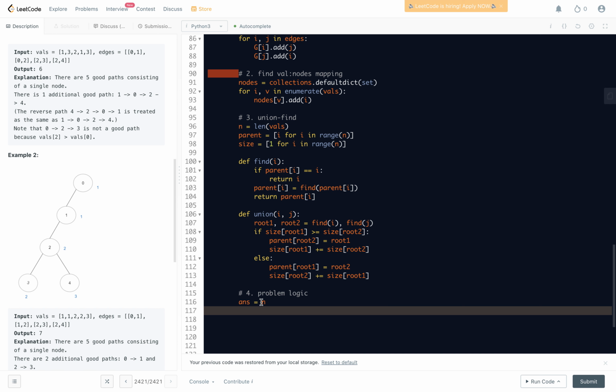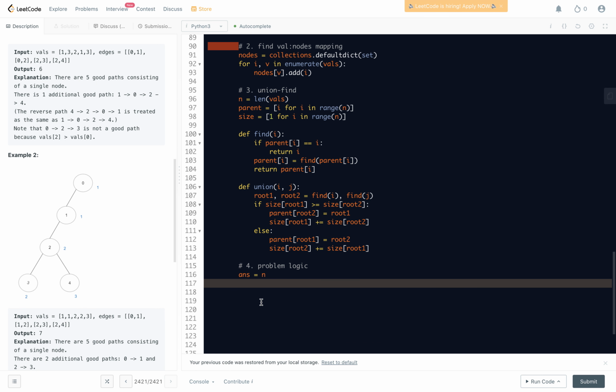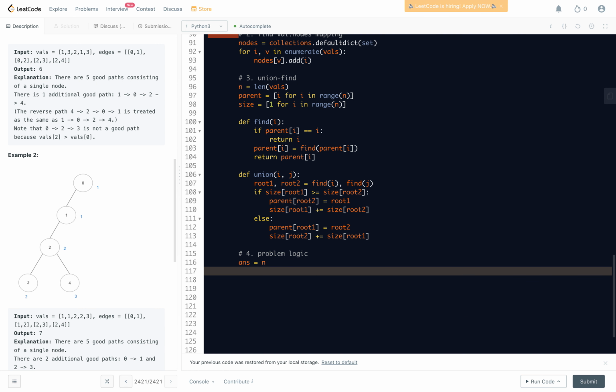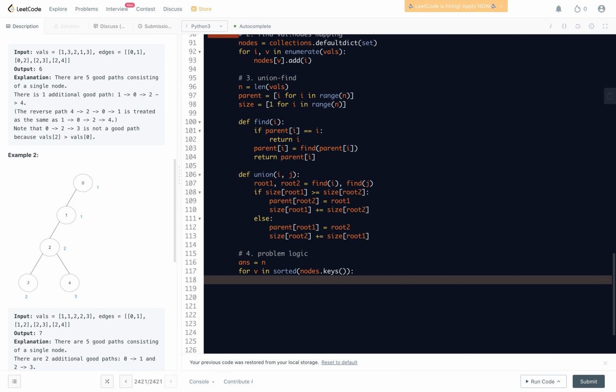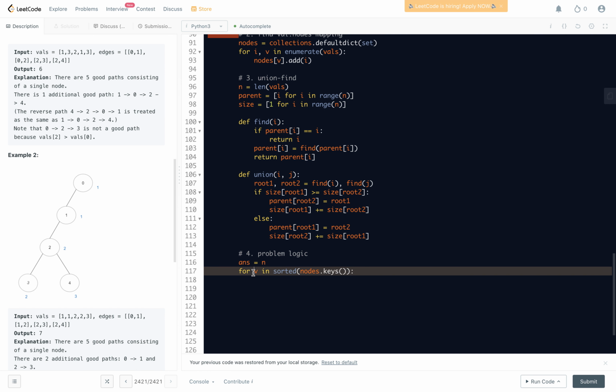Now let's look at the problem logic. Here I'm going to initialize the answer to be n, because this n counts the n single-node good paths. And then we're going to do the tree build procedure, or iteration: for v in sorted nodes keys.